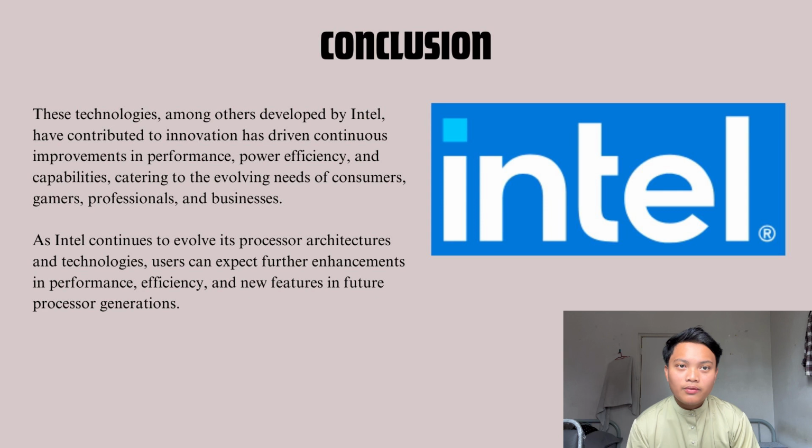So the conclusion of the Intel Core i7-14 processor: these technologies, among others developed by Intel, have contributed to innovation and driven continuous improvement in performance, power efficiency, and capabilities, catering to the evolving needs of consumers, gamers, professionals, and business. As Intel continues to evolve its processor architecture and technologies, users can expect further enhancements in performance, efficiency, and new features in future processor generations.